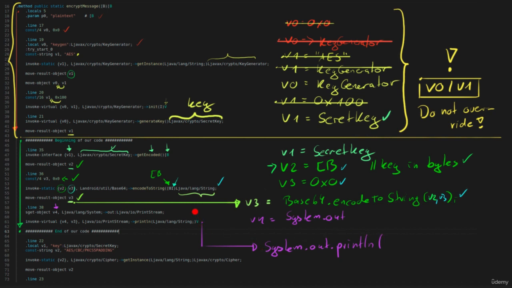This returns void. Perfect. And we are having only one parameter, which is of type string. Okay, our string is now v3. Let's verify if this is correct. So let's see. v3 is our base64 encode to string. So this all fits perfectly into our code right now.